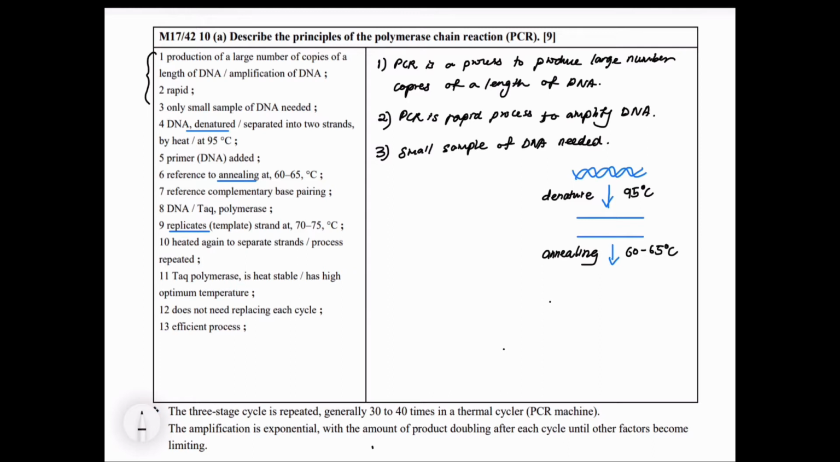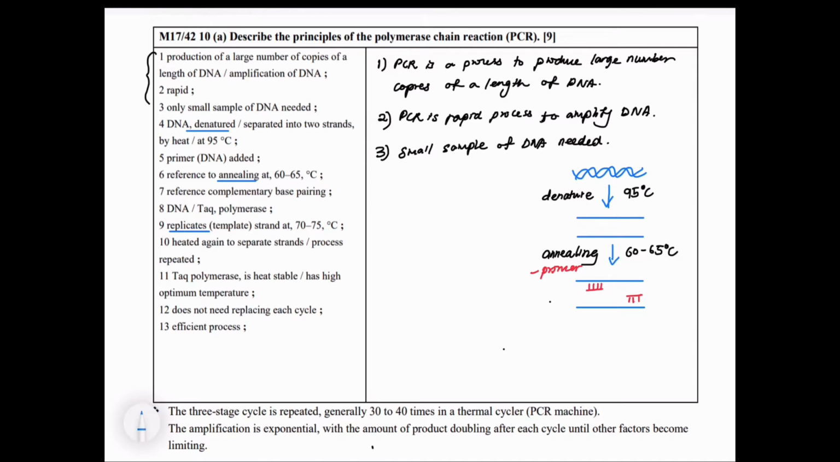So what is going to anneal? A primer. A primer is actually a single-stranded DNA that has complementary bases to the desired part of the DNA. So for example, if this is the part of DNA that you want to copy, you're going to create a short fragment of DNA that, when you mix it with your DNA template strand, will bind by complementary base pairing.